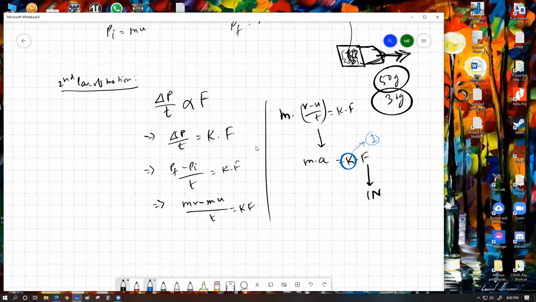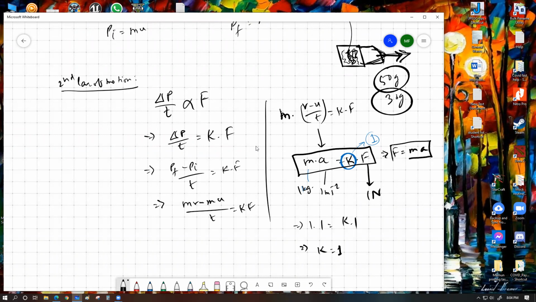So if we replace all of these values over here, this is 1 Newton, this is 1 kg, and this is 1 meter per second squared. What we're going to end up with, for numerical values, is 1 into 1 equals k into 1. Ultimately, the value of this constant k becomes 1, which makes the whole equation much simpler. Because this k value becomes 1, this equation can be rewritten as F equals ma.